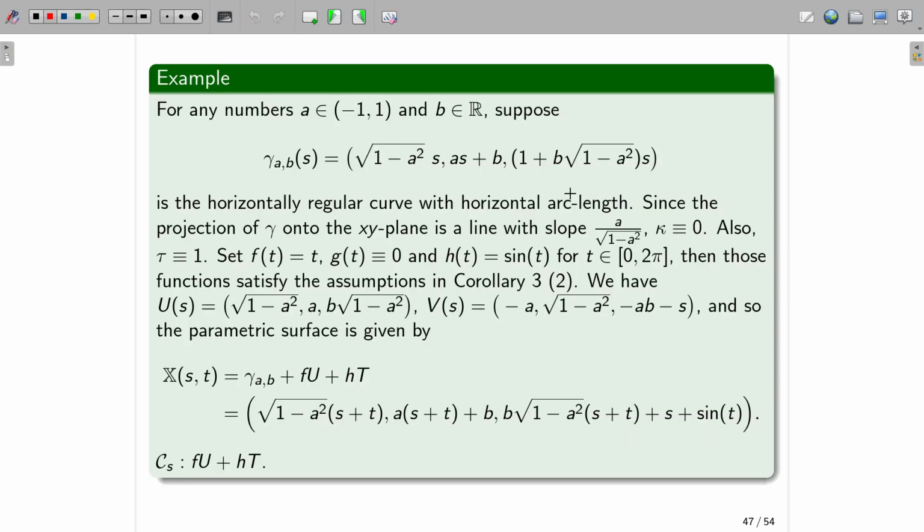Okay, and final example. Okay, here is the other example.